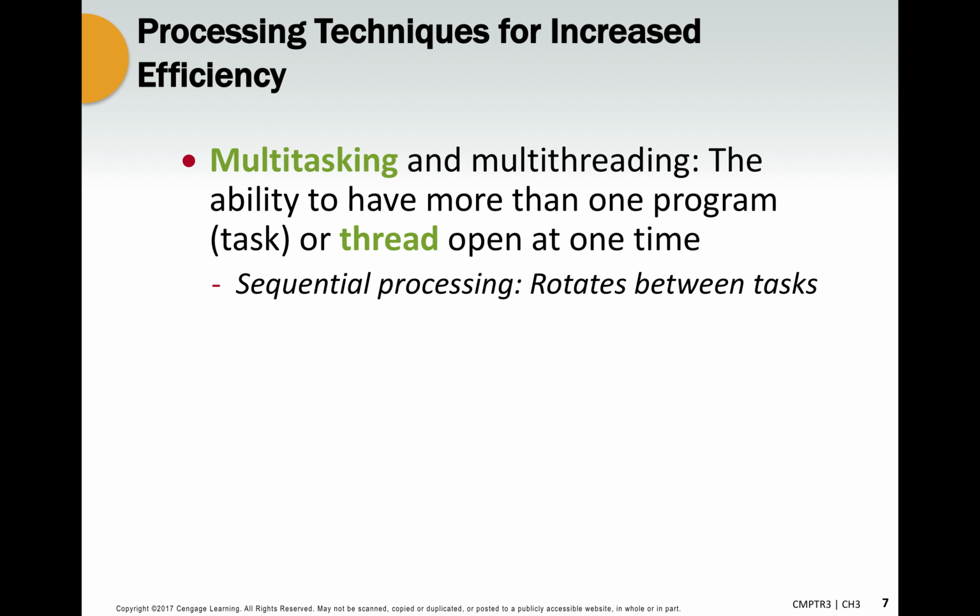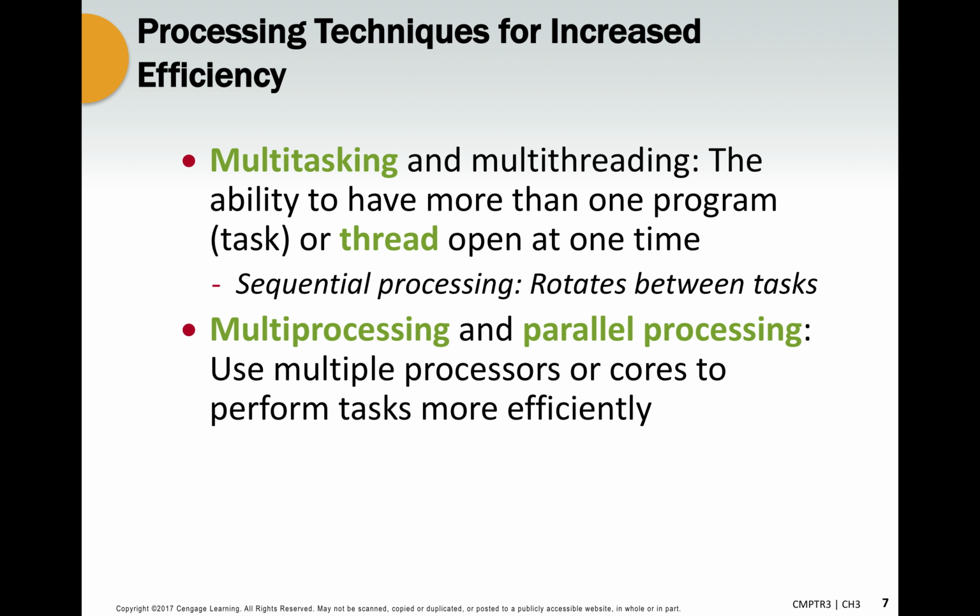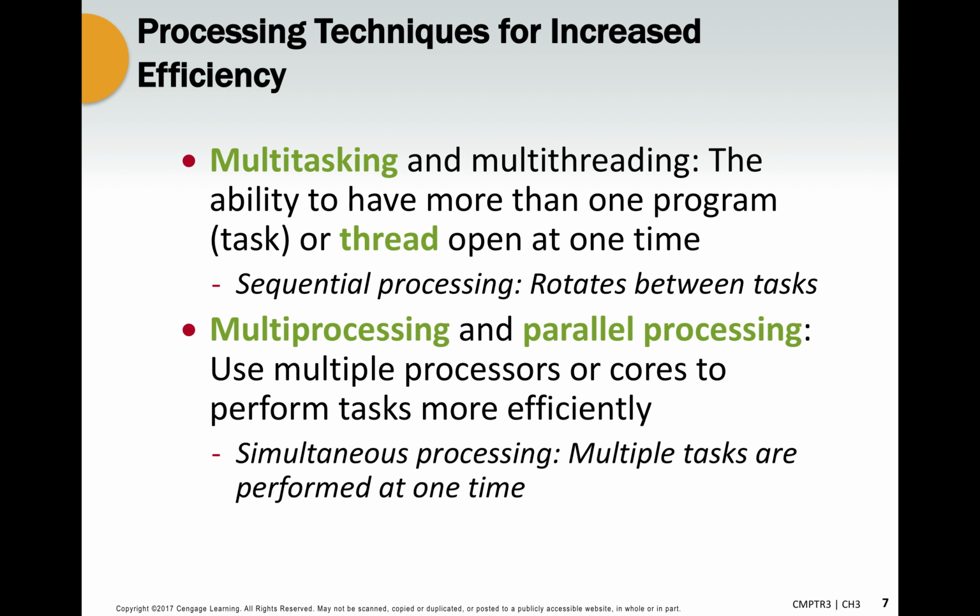So sequential processing rotates between tasks. And then multiprocessing and parallel processing is the use of multiple processors or cores to perform tasks more efficiently. All right. So multitasking is whenever our computer is doing more than one thing at a time, and then multiprocessing allows us to perform those different tasks efficiently.